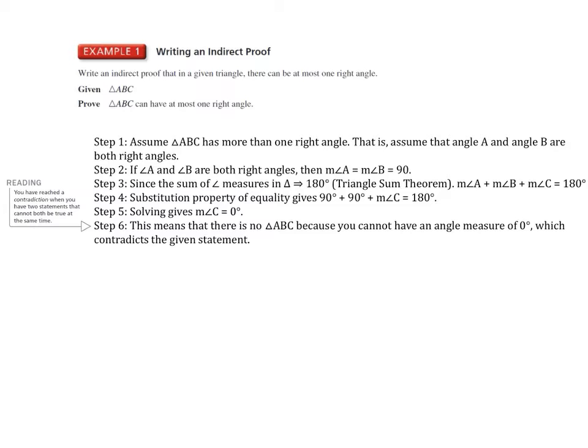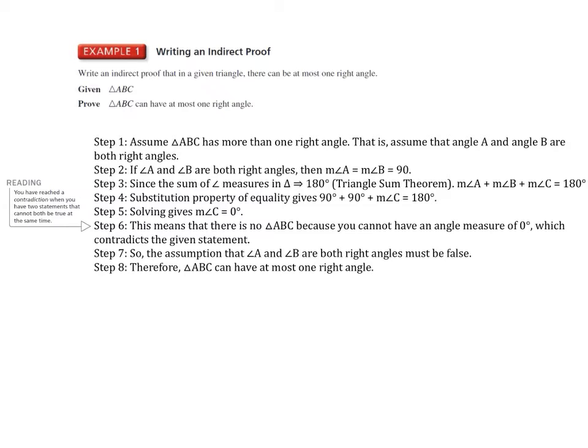So this is the point where you have your contradiction of the 2 statements which cannot both be true at the same time. So the assumption that angle A and B are both right angles must be false. Therefore, triangle ABC can have at most one right angle.